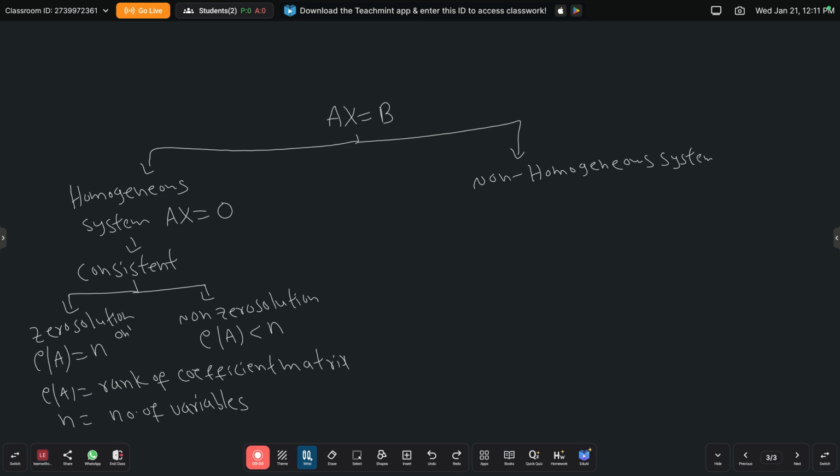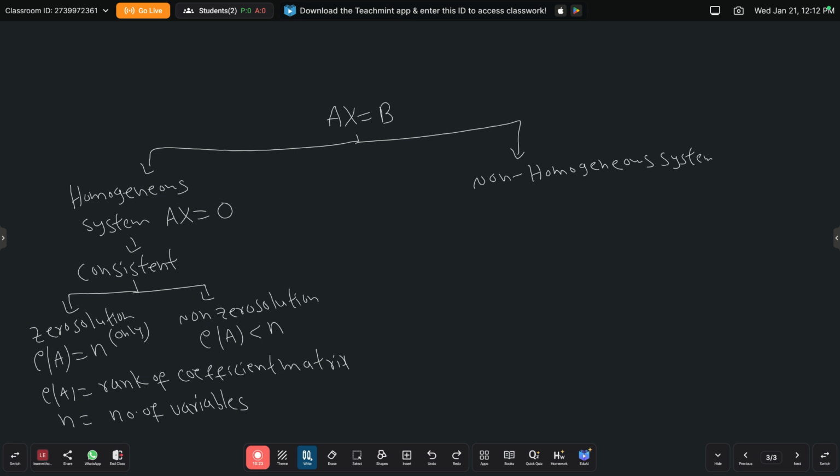So only the 0 solution if rank of A is equal to n. Then the system will not have any other solution. If rank of A is less than n, then the system will have a non-zero solution along with the 0 solution. Okay. So if rank of A is less than n, it will have at least two solutions, which is the 0 solution and another one is a non-zero solution.